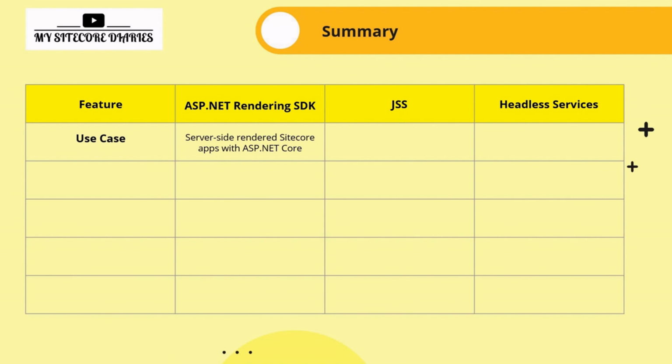When will we use the ASP.NET Rendering SDK? For server-side rendered Sitecore apps with ASP.NET Core. So if you need server-side rendering, then you can go with the ASP.NET Rendering SDK. For Sitecore apps with a JavaScript framework, if you want to utilize the JavaScript framework efficiently, then you can go with JSS. For delivering content to any front end via APIs, if you need a 100% headless application, a headless CMS, then you should go for Headless services.